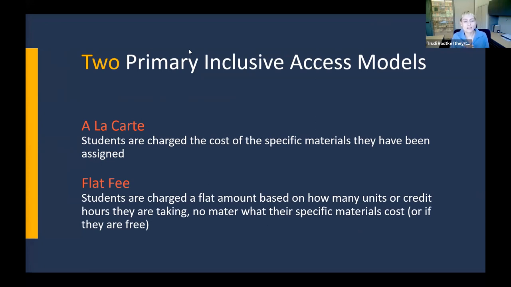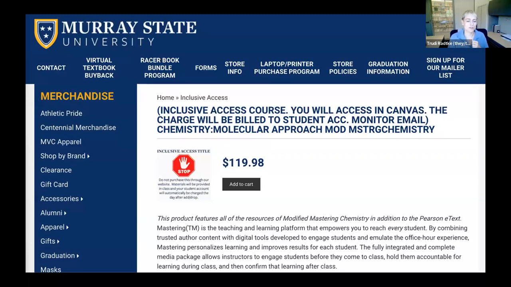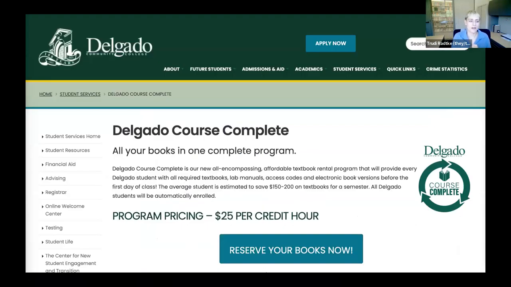So basically what that looks like is most schools we're looking at around $25 to $30 a credit hour. And if you're taking 15 units, that comes out to roughly $350 for that semester for your learning materials. So this would be an example of an inclusive access model where we're just paying for the one specific material. So all students are charged $119.98 for this chemistry textbook at the start of the course. And then this would be the flat fee model. So as you see there, it's about $25 per credit hour at Delgado Community College.